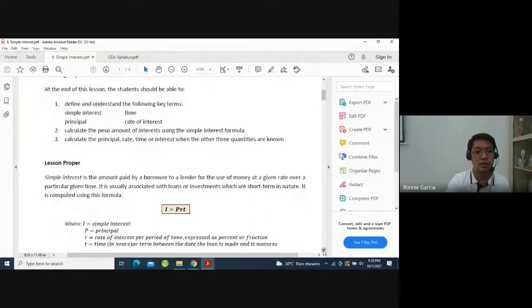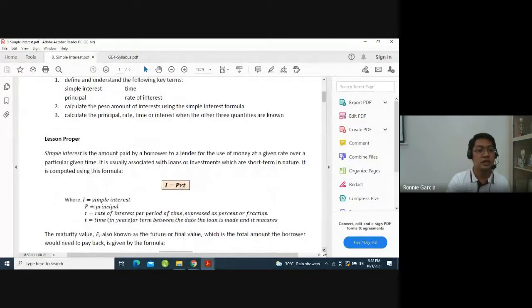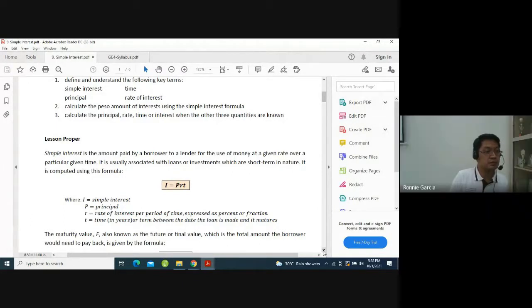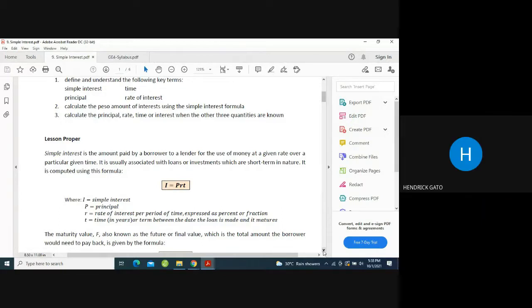So let's have the first part, the lesson proper, the definition of simple interest. I will request again someone to read and I will check if he is present. Mr. Gato, are you here? Yes, sir. Go ahead, kindly read. Simple interest is the amount paid by a borrower to a lender for the use of money at a given rate over a particular given time. It is usually associated with loans and bonds, which are short in nature. It is computed using this formula.